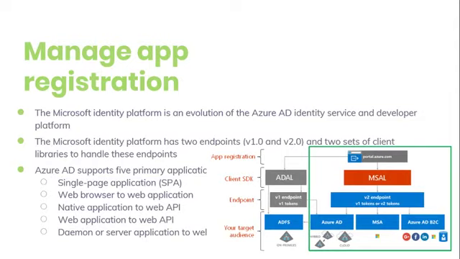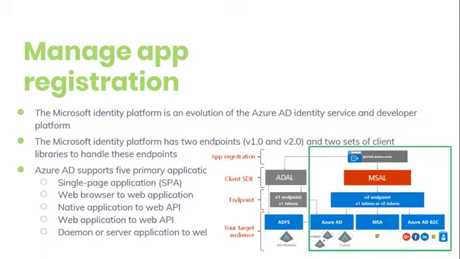Now come to manage app registration. Microsoft Identity Platform is an evolution of the Azure AD identity service and developer platform. It allows developers to build applications that sign in all Microsoft identities and get tokens to call Microsoft Graph, other Microsoft APIs, or APIs that developers have built.